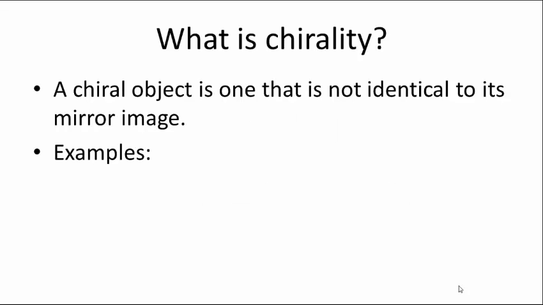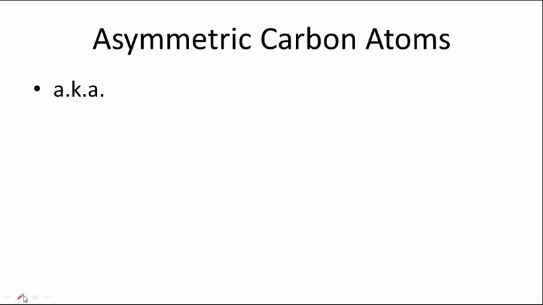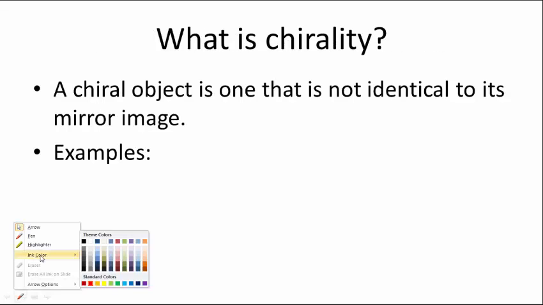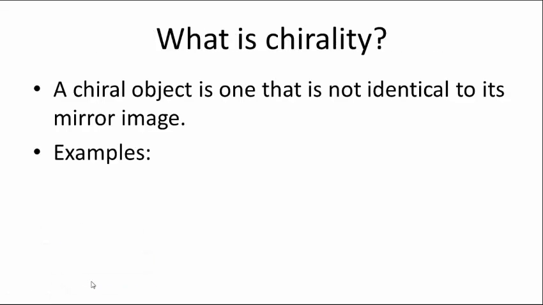So, chirality is this fancy word that's also called handedness sometimes. Chirality comes from, I believe, the Greek root for hand. Anyone speak Greek? Handedness. So chirality is this property that certain objects have.